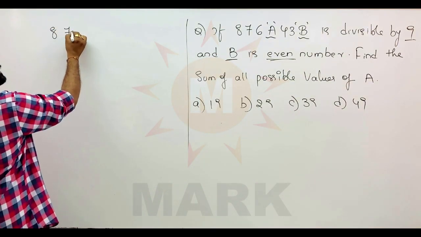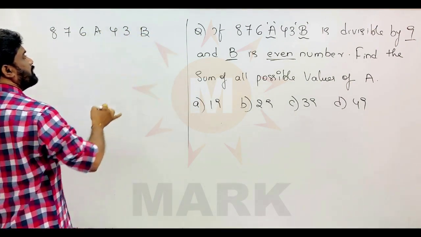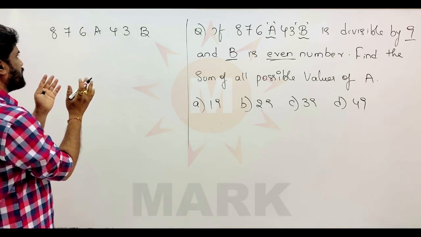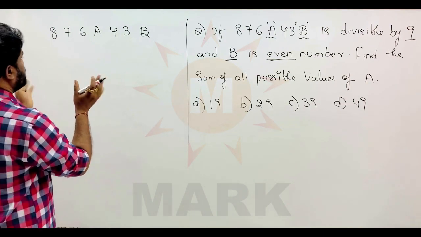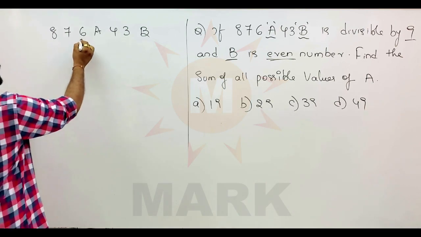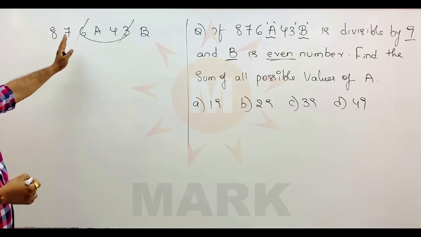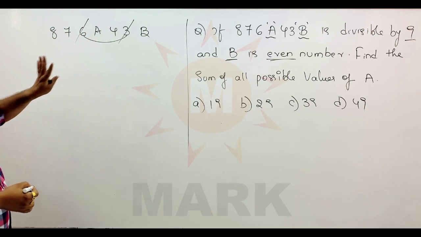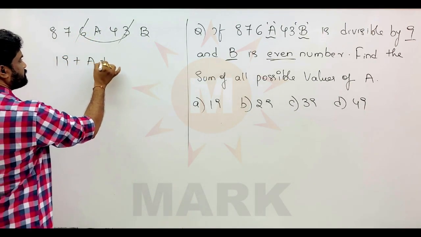8, 7, 6, A, 4, 3, B. So I am using the striking or cancellation method. First I am looking whether zeros are there or not. No, there are no zeros, leave it. Now, are any 9s there or not? Okay, there are no 9s. Now I am taking 2 or more numbers whose sum is 9. Yes, I have seen 6 and 3, so I can strike off these numbers. Now here 8 plus 7 plus 4: 8 plus 7 is equal to 15, 15 plus 4 is equal to 19. The situation is something like this: 19 plus A plus B.